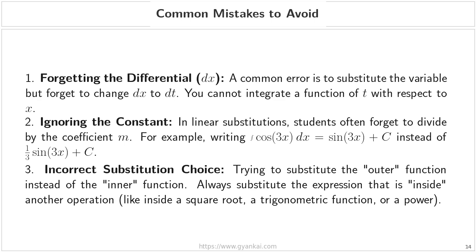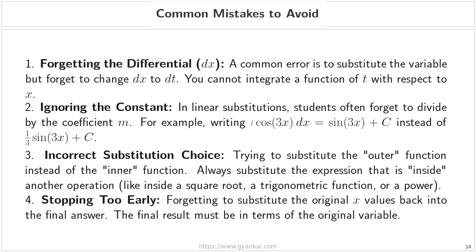3. Incorrect substitution choice. This is about identifying what to substitute. A common mistake is trying to substitute the outer function instead of the inner one. Think of it like this. You want to substitute the expression that's inside another operation. For example, if you have a function inside a square root, or inside a trigonometric function like sine or cosine, or raised to a power, that's what you should substitute. Don't try to substitute the entire outer function. Focus on the inner part.